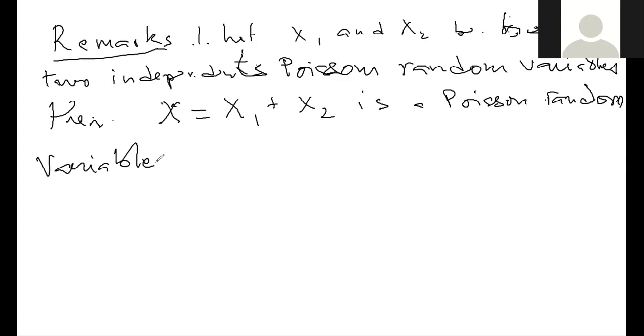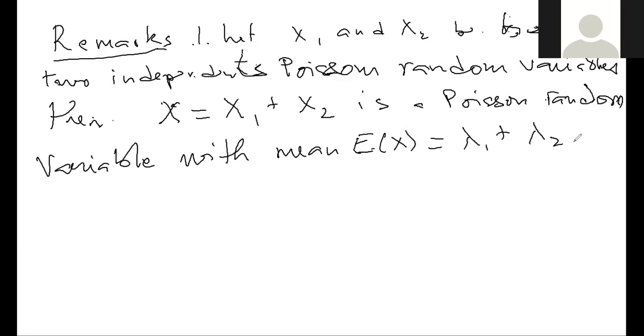It's a Poisson random variable, which means the parameter is lambda 1 plus lambda 2. This is an important piece of information. So if you have two random variables that are independent and they are Poisson, their sum will also be a random variable which is Poisson.